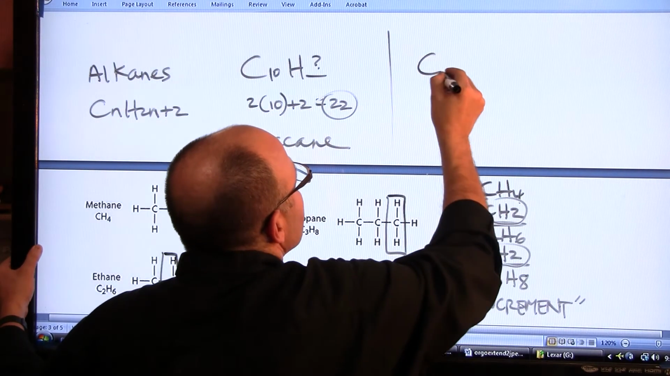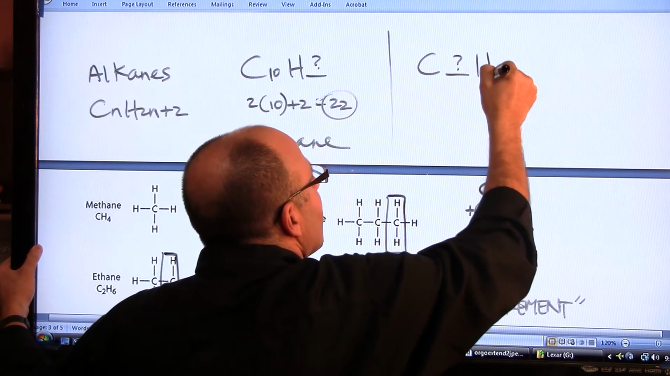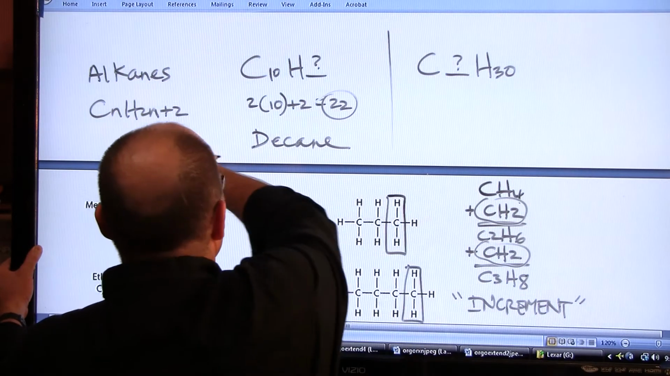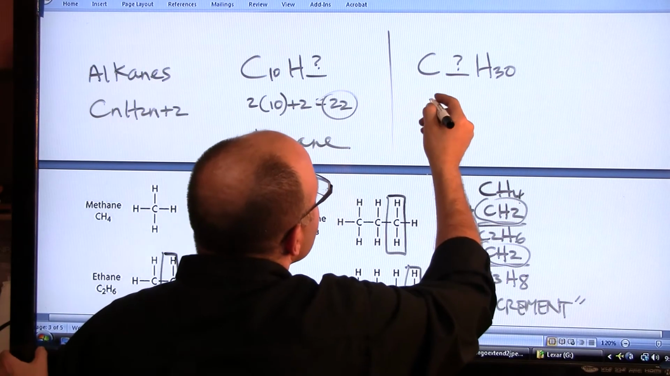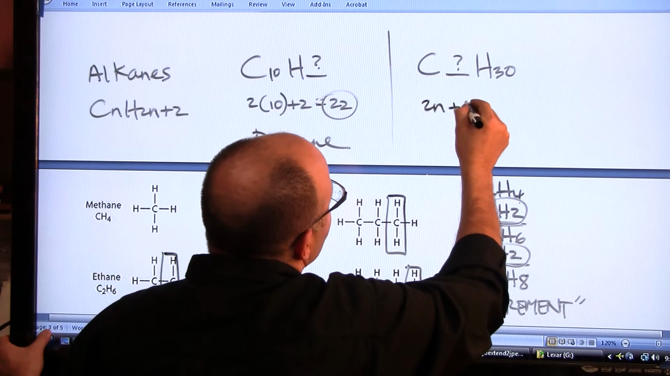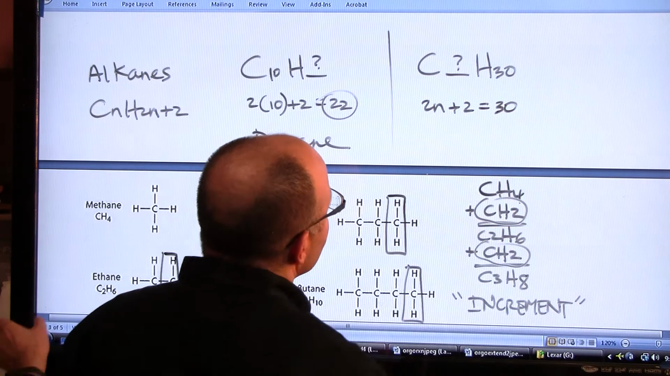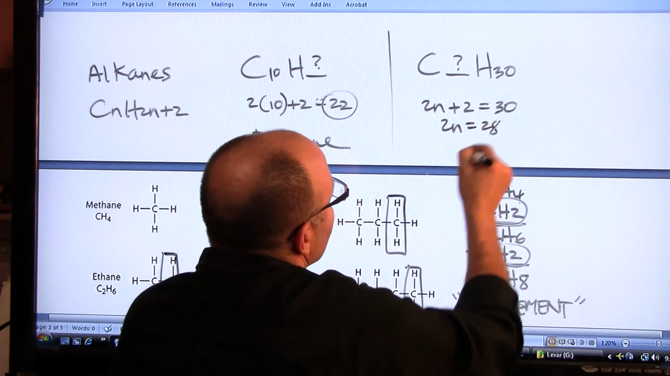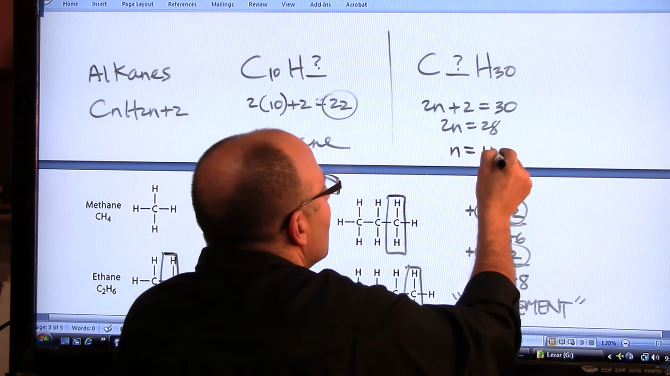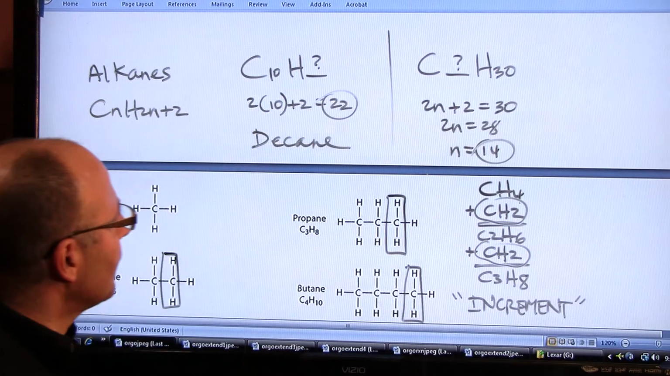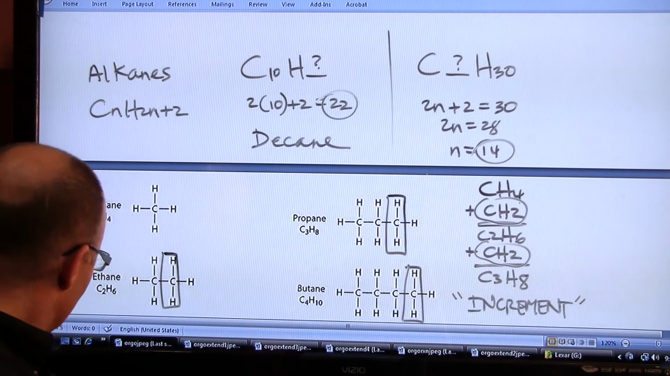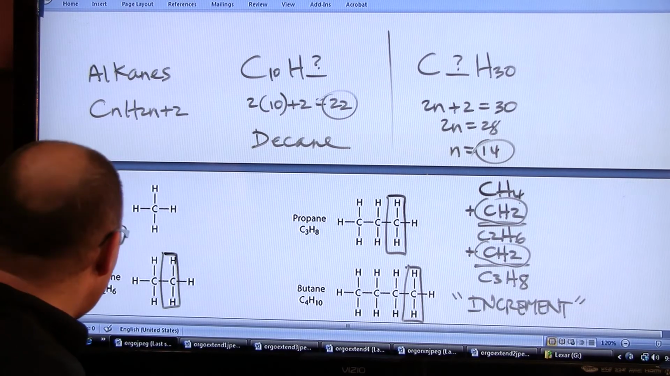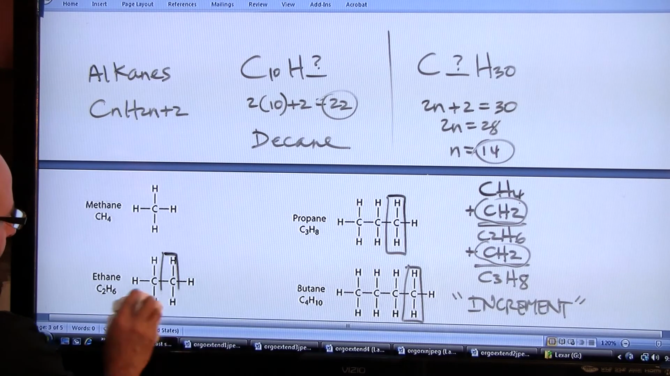Now going backwards on this, suppose they had given you C unknown, H30. So in this case, you'd have to set 2n plus 2 equal to 30. Subtract the 2 from each side and you get 2n equals 28, and divide by 2 and you get 14. But you don't have to name any compounds with more than 10 carbons, so I have no name for you on that. Okay, so that's the end of this page.